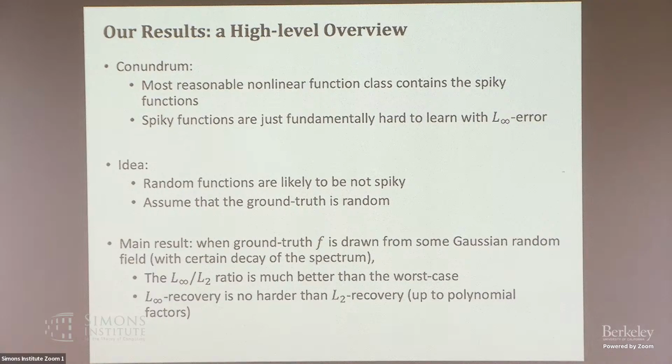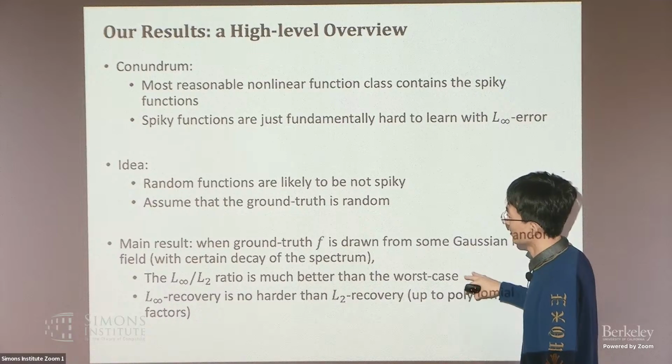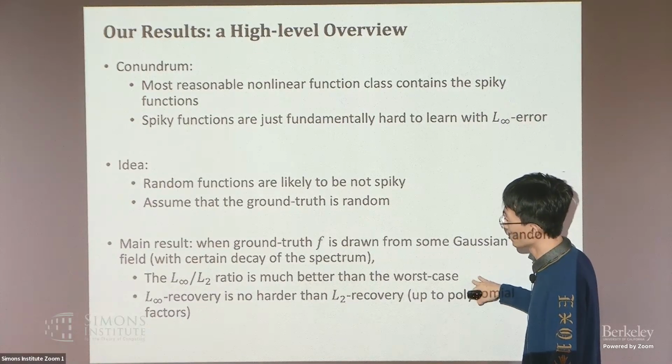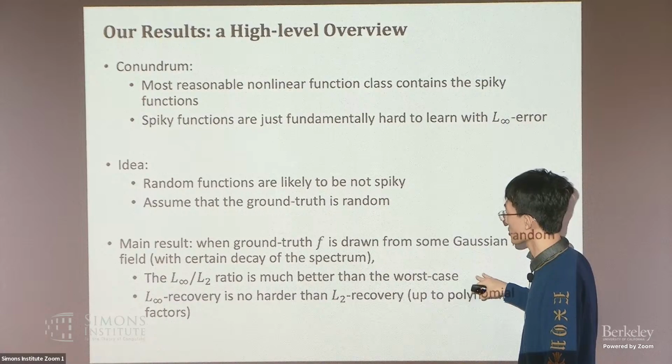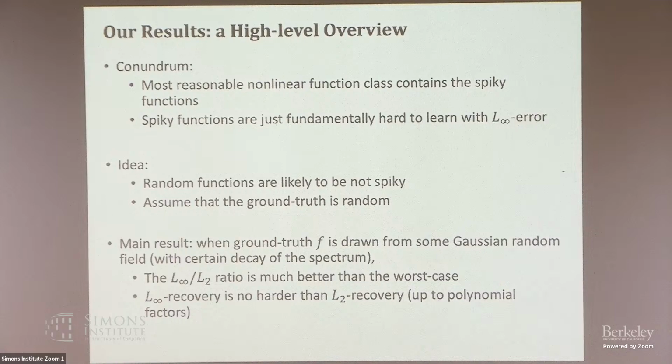And the main result we have is that you assume the ground truth f is drawn from some Gaussian random field, a Gaussian process, and of course the kernel of the Gaussian process needs to have some decay of the spectrum. Then in this setting you can prove that the L infinity to L2 ratio is much better than the worst case when you assume the randomness. And then you can prove that the L infinity recovery is no harder than L2 recovery up to polynomial factors. So yeah, that's pretty much the main result.